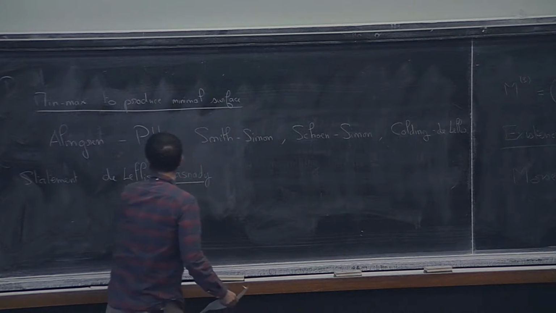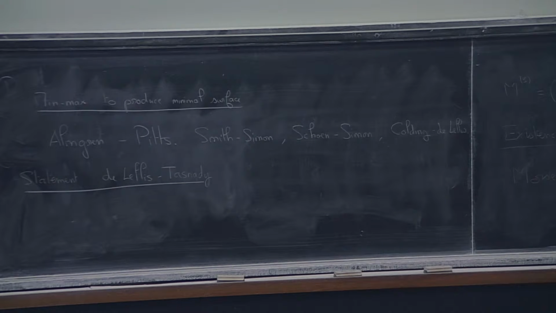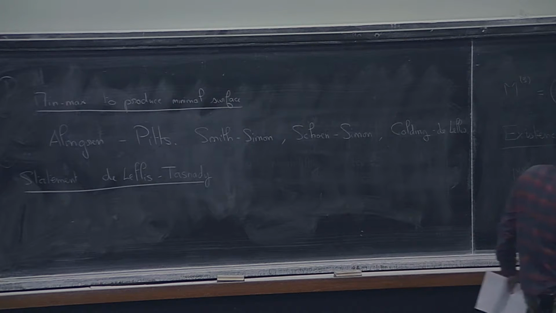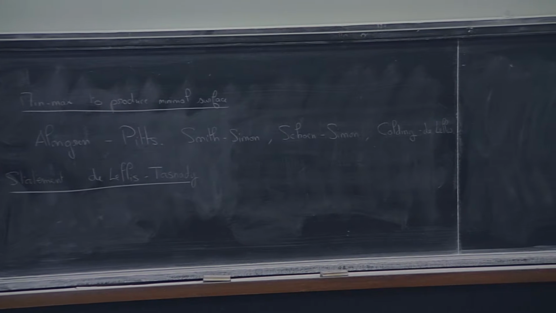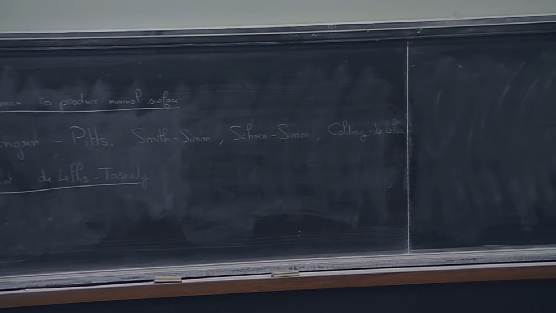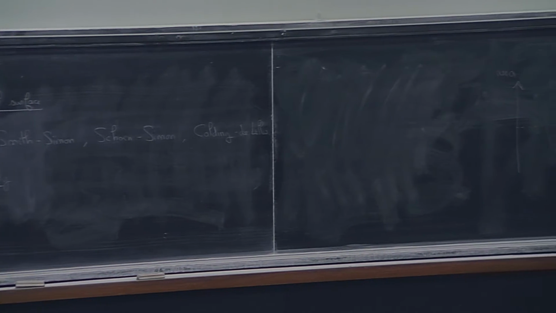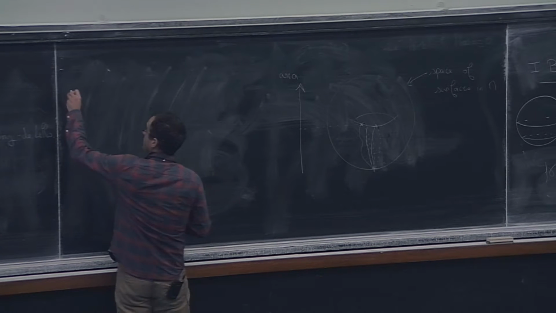So I really want to give a true definition and a true theorem. It's not exactly what appears in the work of Almgren and Pitts, but it's sufficient for today. So what is the statement and what is the idea? We have this space of surfaces and we want to look at continuous curves in the space of surfaces. So we have to define what is continuity in the space of surfaces. De Lellis and Tasnady define the following thing.